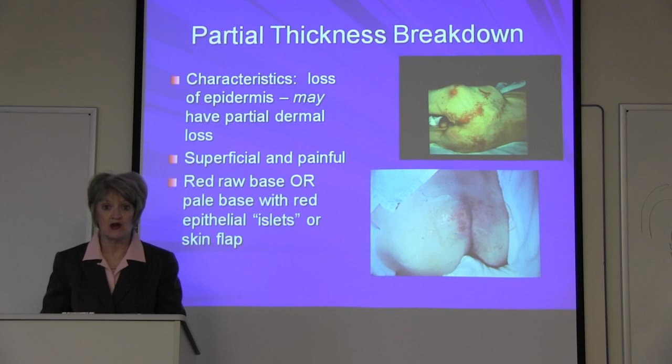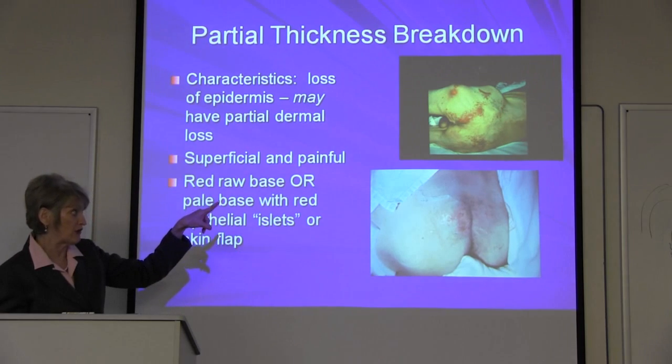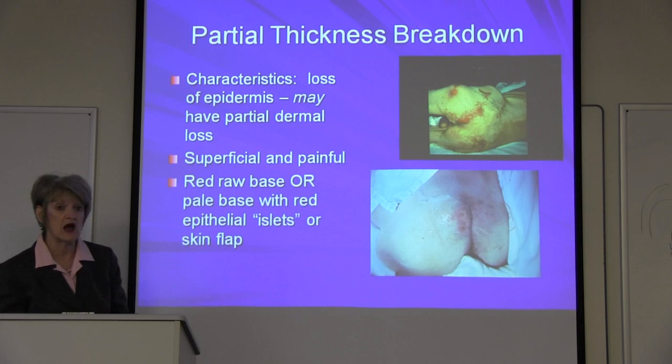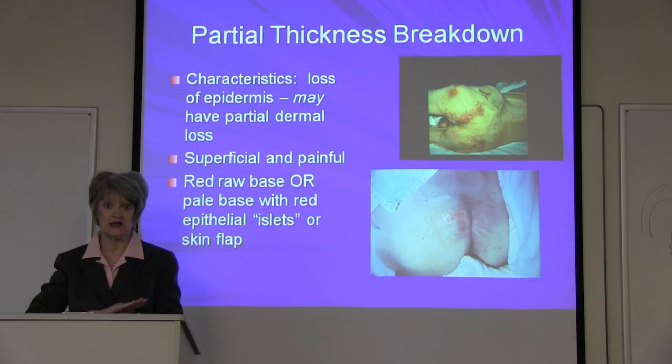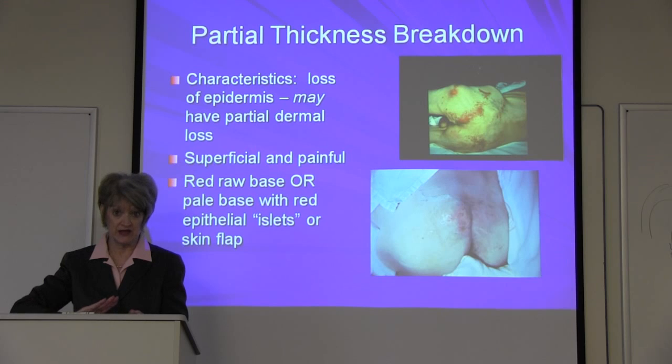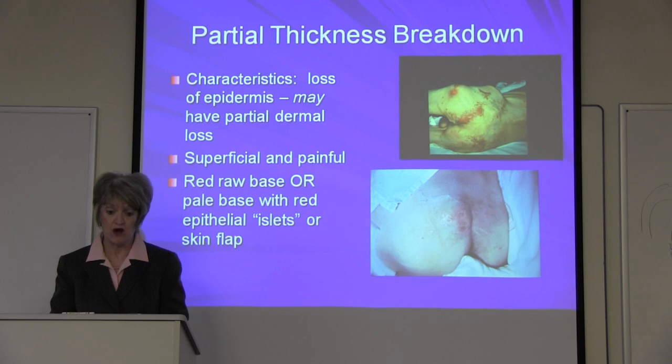Then the second thing you go by is, what does the wound base look like? So sometimes you have a bright red wound base like you see on top. That's what you typically see when the top layers of the epidermis are gone and you're looking at that bottom layer of reproductive epidermis that's bright red all the way across.